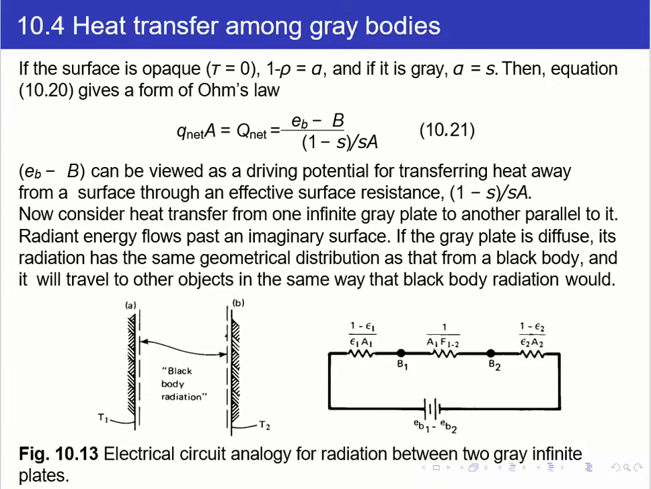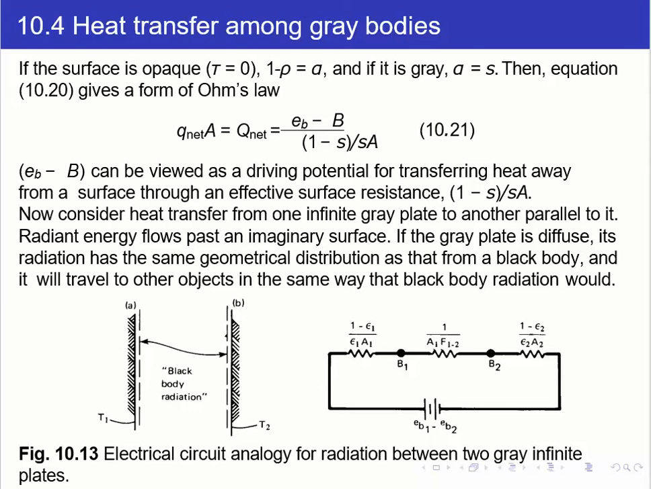Now consider the heat transfer from one infinite gray plate to another parallel to it. The radiant energy flows past an imaginary surface. If the gray plate is diffuse, its radiation has the same geometrical distribution as that from a black body, and it travels to other objects in the same way as black body radiation. For example, in the first diagram we can see that we have two bodies which transfer heat through radiation, and the temperature difference between them is T1 to T2.